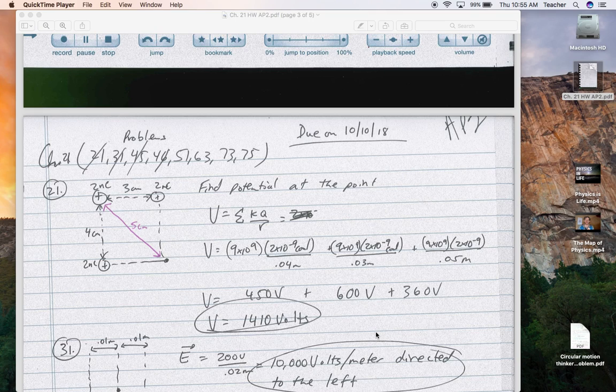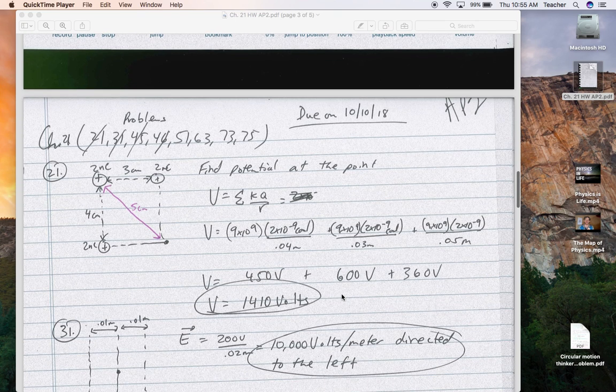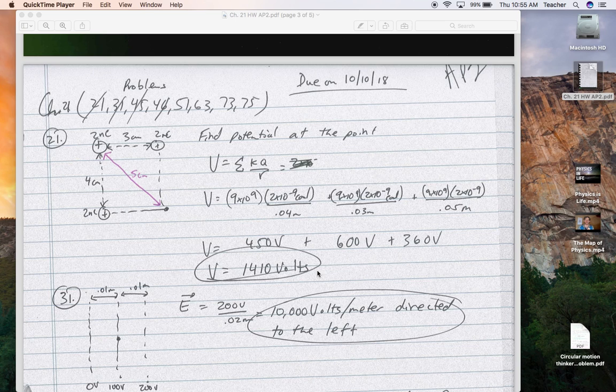Problem 21 was to find the potential at this point. So this charge is 4 centimeters away. This charge is 3 centimeters away. This charge, thanks to the miracle Pythagorean theorem, is 5 centimeters away. They all are plus 2 nanocoulombs. So essentially I do a summation of all these kq over r's. So this k is 9 times 10 to the 9th. Each charge is 2 times 10 to the -9th. And the distances are 0.04 meters, 0.03 meters, and 0.05 meters. So I get those voltages and end up adding them up to 1,410 volts.